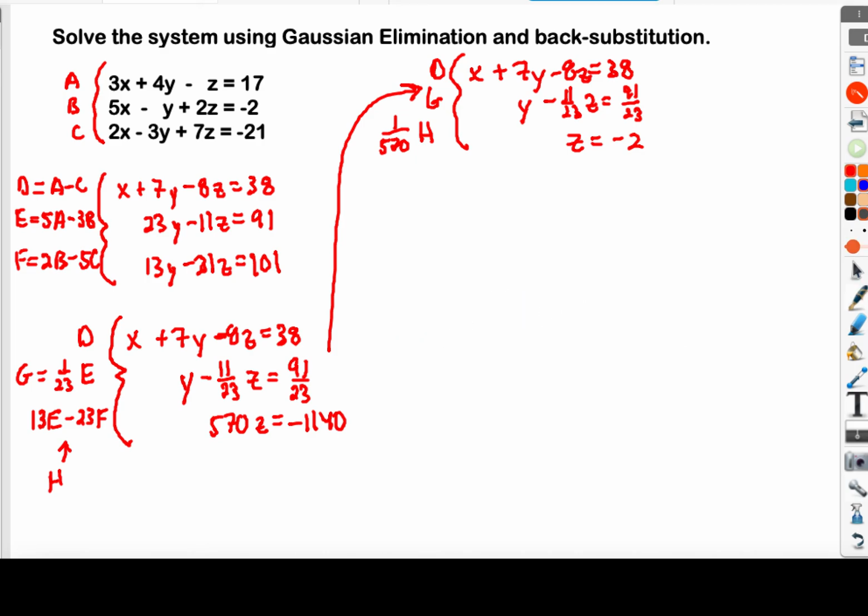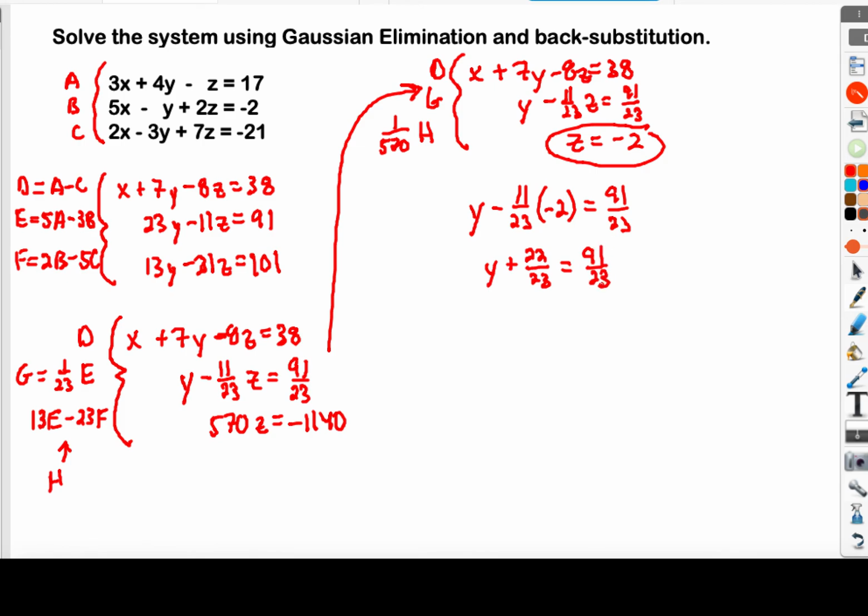We now know what z is. So let's go ahead and back substitute: y minus 11/23 times negative 2 equals 91/23. Well, y plus 22/23 equals 91/23. And if we subtract, 91 minus 22, sorry, is 69, divided by 23, which is 3. And we've got our y value.